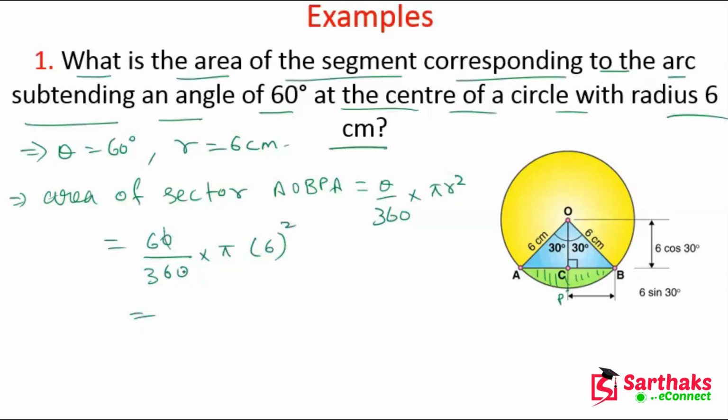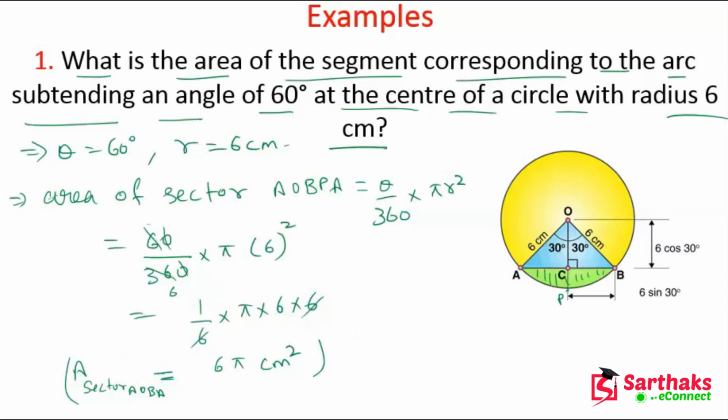So now, this 0 and this 0 will be cancelled, and from 6 we can cut it 6 times. So we get 1 upon 6 into pi into 6 into 6, and one 6 will be cancelled. Okay, so we get 6 pi centimeter square. This is the area of sector AOBPA. Okay, my dear friends, I hope you get this point. So now, let's move on.